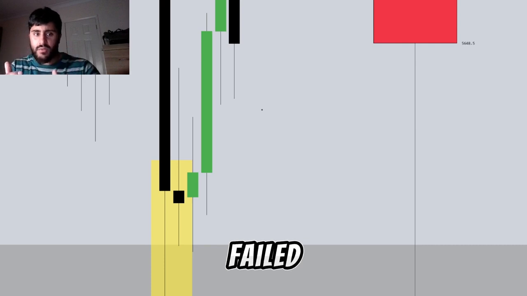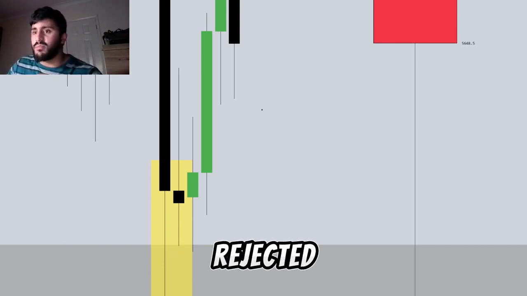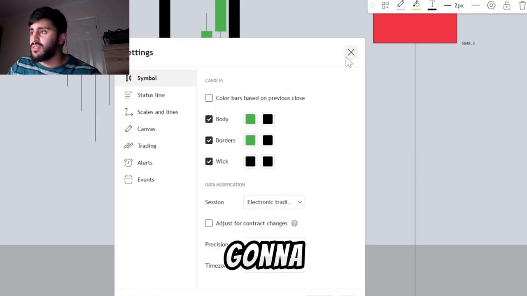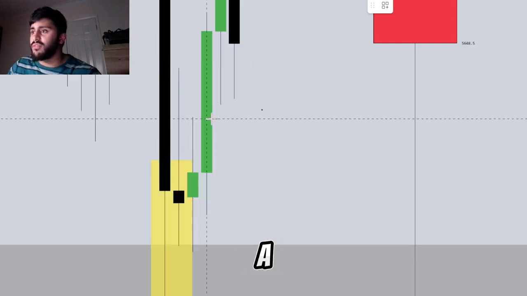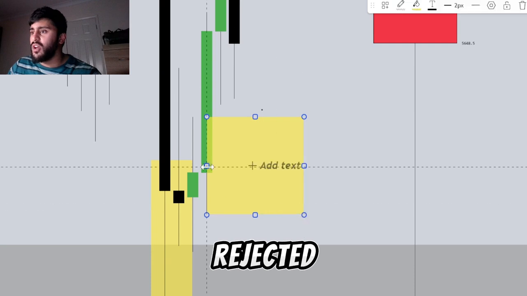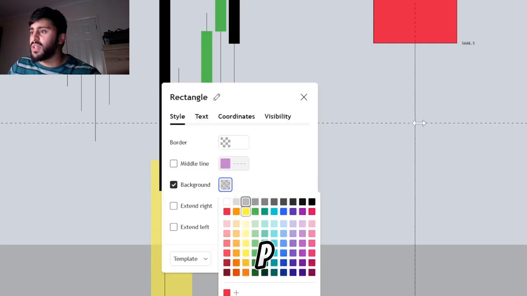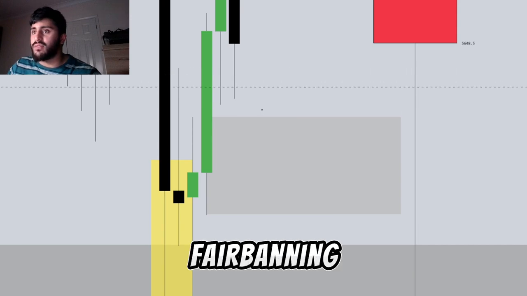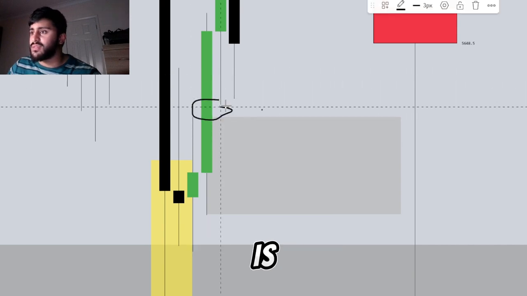The sellers have failed, and the reason they failed is because we've rejected above this area, and we've also left a small fair value gap over here. So this is going to be our POI. This is a 5 minute POI. So we've rejected off this area, and now we've left a POI over here. Just to make things clear, we've left a very, very tiny fair value gap over here, right? This is the fair value gap.